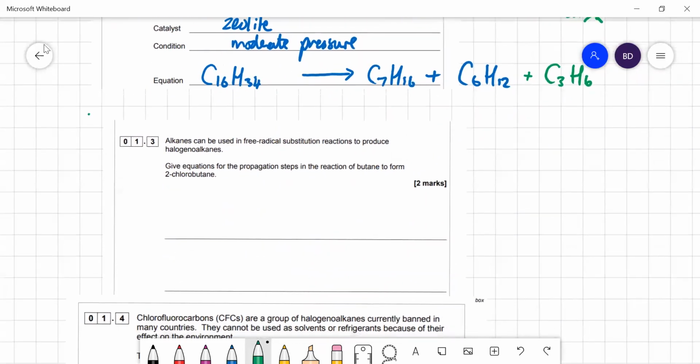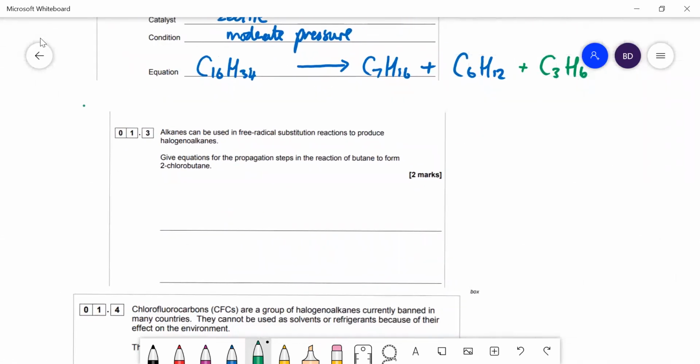All right, alkanes can be used in free radical substitution reactions to produce halogenoalkanes. We want equations for the propagation steps in the reaction. So we start off with butane, C4H10, and we're going to substitute it to form 2-chlorobutane, so it's going to be C4H9Cl.